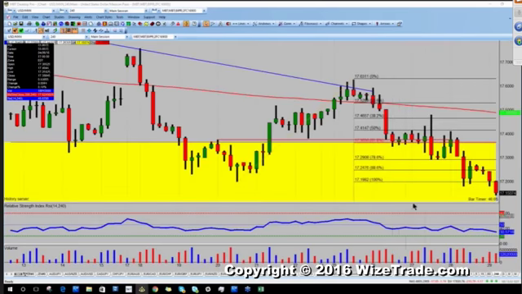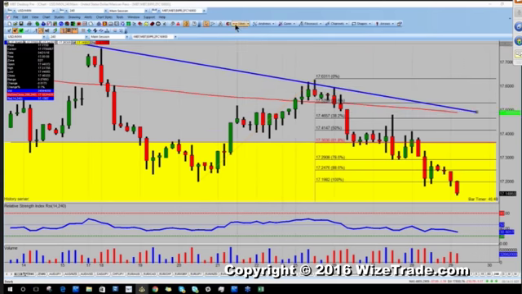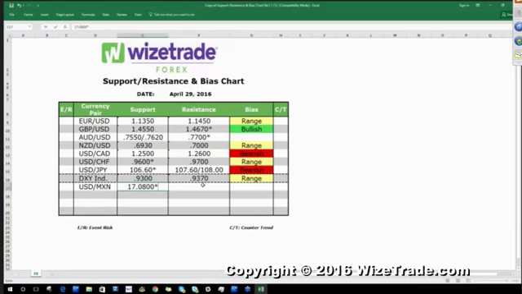Resistance right now, and then 17.30. The bottom end of our range.